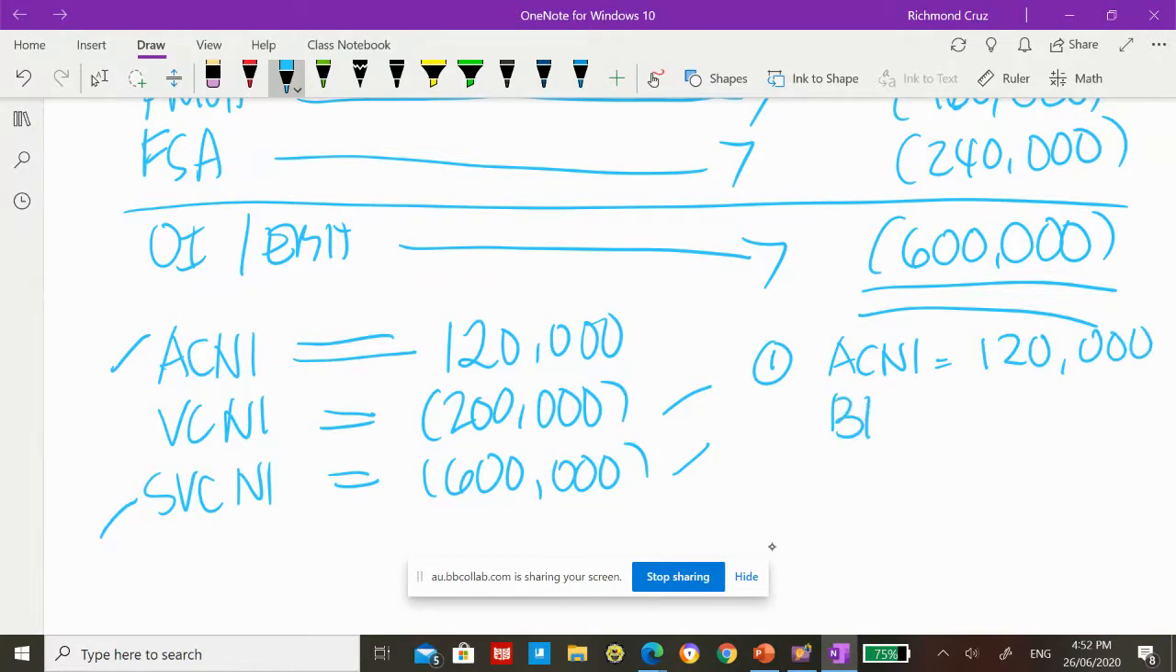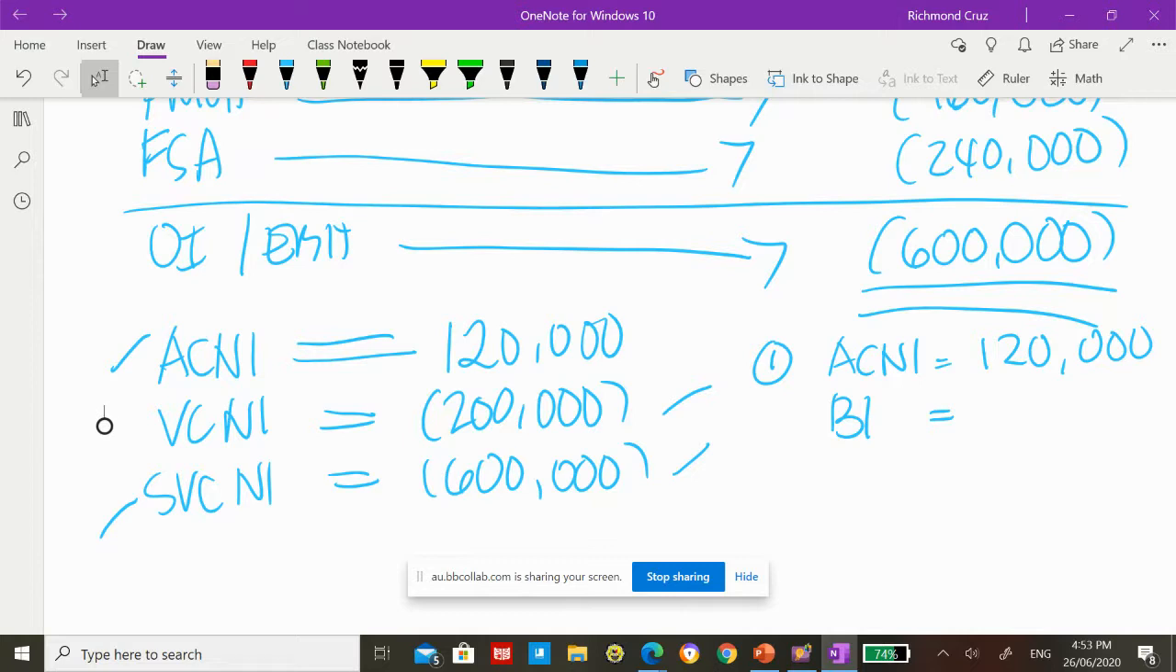If there is beginning inventory, remember the reconciling item for absorption costing net income and variable costing net income is only the fixed manufacturing overhead. Why is that? Because under absorption costing, the product cost includes the fixed manufacturing overhead, but in variable costing, the product cost only includes the variable cost. So the reconciling item between absorption costing and variable costing is the fixed manufacturing overhead.